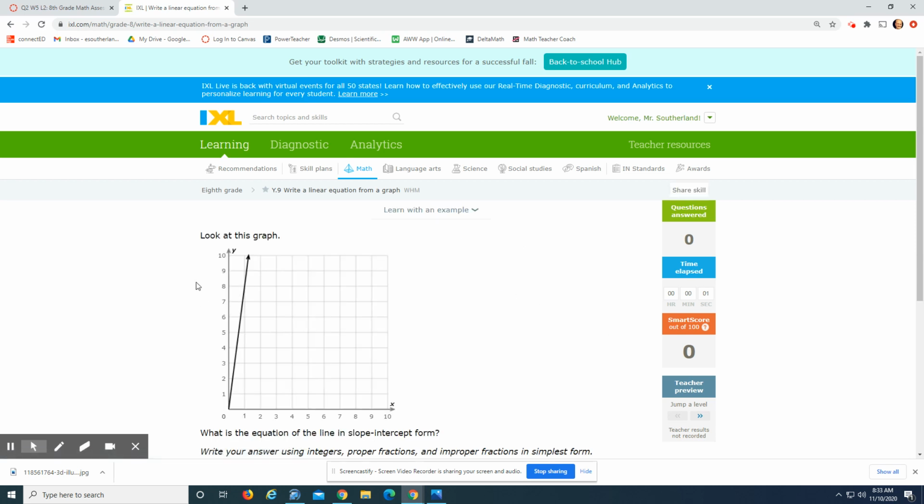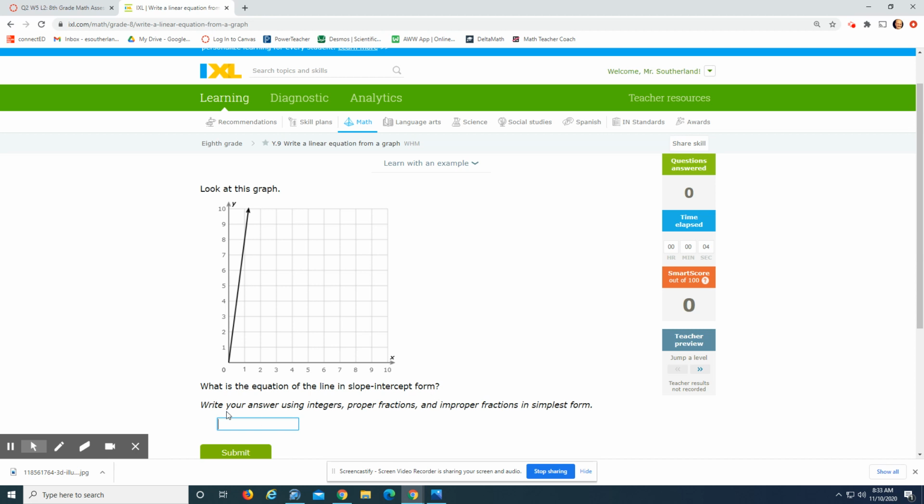So first of all, the first thing that you need to know is that it wants you to write the equation in slope-intercept form. Slope-intercept form is y equals mx plus b. Now, m is slope, and b is the y-intercept. And as you hopefully remember from yesterday, the y-intercept is where it crosses the y-axis. So b is the y-intercept. We'll just abbreviate this y-int.